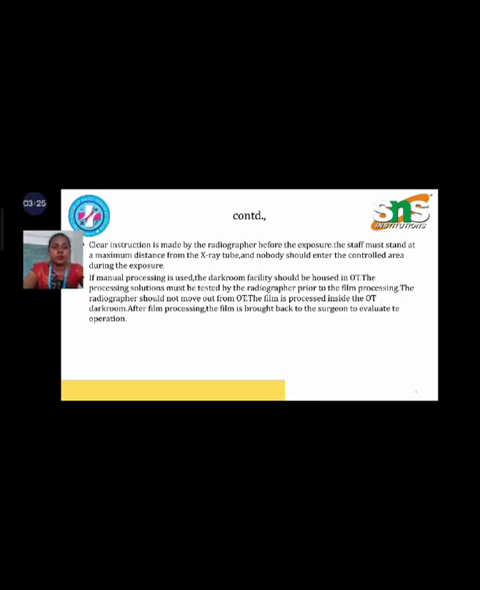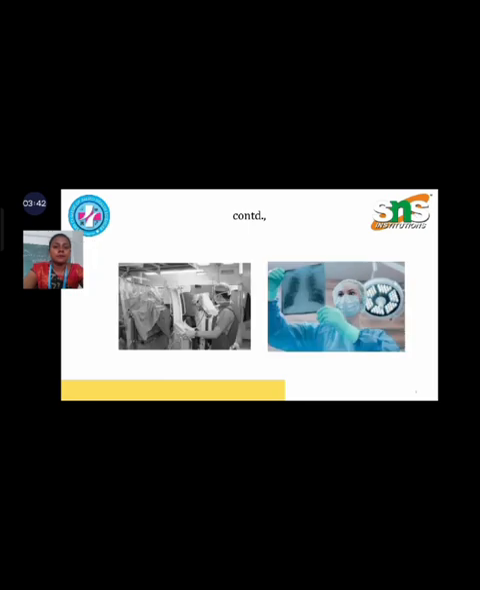The processing solution must be tested by the radiographer prior to the film processing. The radiographer should not move out from the OT. The film is processed inside the OT darkroom. After film processing, the film is brought back to the surgeon to evaluate the operation. So this is how the evaluation of the X-rays is done.